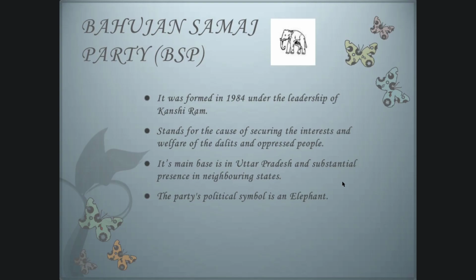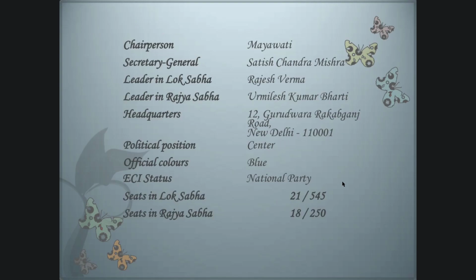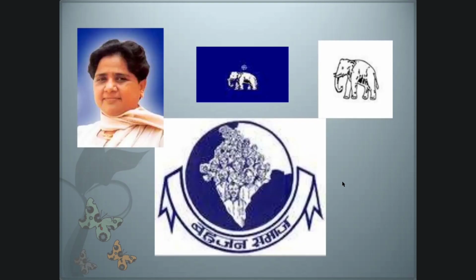You can see it in this slide very well. Its chairperson is Mayawati, Secretary General is Satish Chandra Mishra, leader in Lok Sabha is Rajesh Verma, and Amrish Kumar Bharti is in Rajya Sabha. These are the particulars of this party.